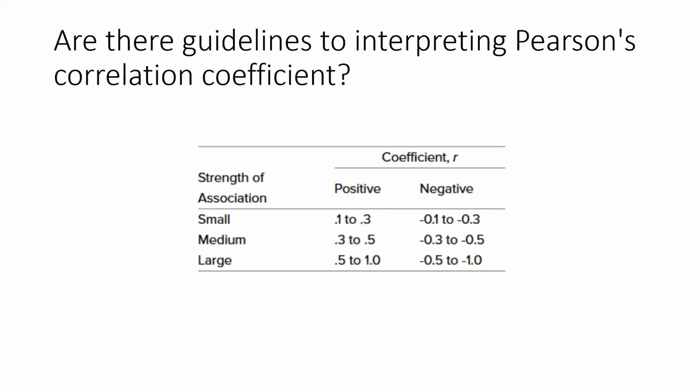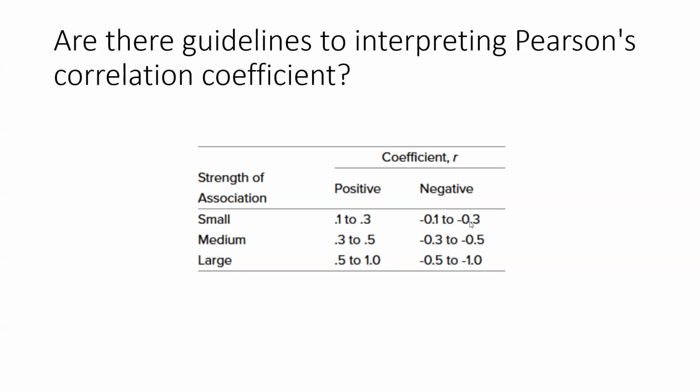Are there guidelines to interpreting Pearson correlation coefficient? Yes. If you took a look at this particular table here, we could determine the strength of association and whether or not the correlation is positive or negative as it relates to its value of R. So in this case, if our R value is 0.1 to 0.3, we have a small positive correlation. If we have an R value of 0.3 to 0.5, we have a medium positive correlation.